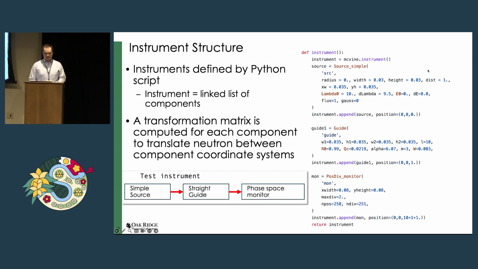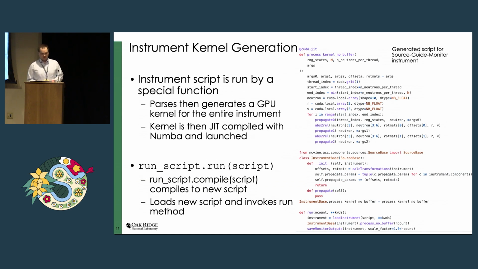We append each component at a certain position and orientation into the instrument, and a transformation matrix gets applied to translate neutrons from one coordinate system to another between components. This is exactly what the user would provide MCViNE, and this would simulate. If we're doing that on the CPU, that would be all we would need.